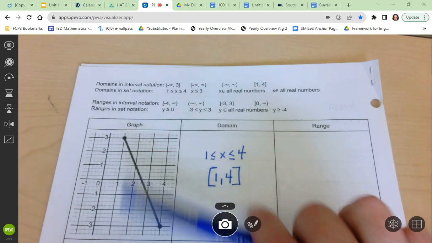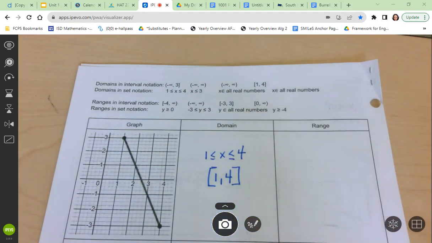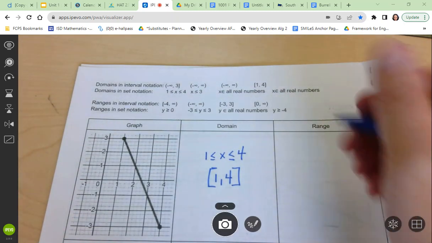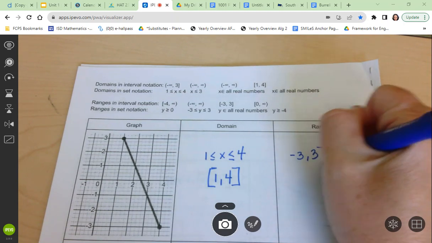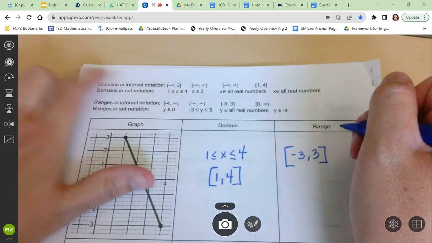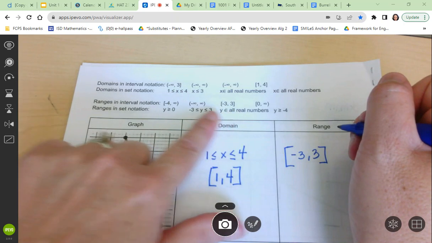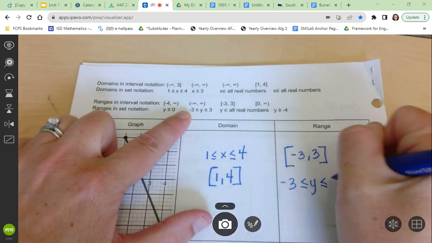Raise your hand if you have the range for this one. You have it? You want to share it? Anybody else get -3, 3? Michael got it, and Elle got it, and Ann got it, and Danielle, very good, and Andrew as well. All right, so -3, 3. Again with those square brackets, and then let's find the matching one down here. So -3 less than or equal to y less than or equal to 3.